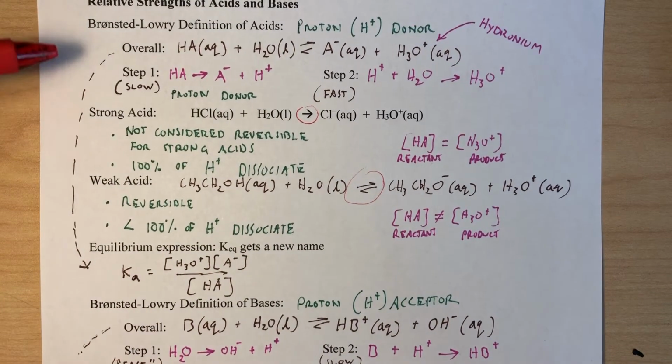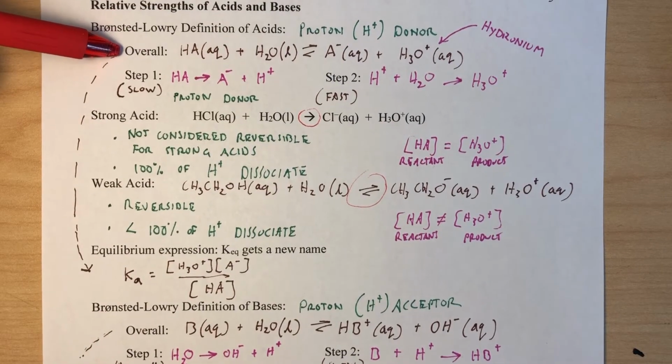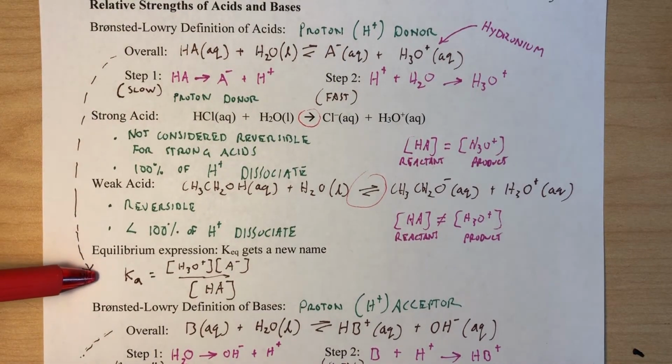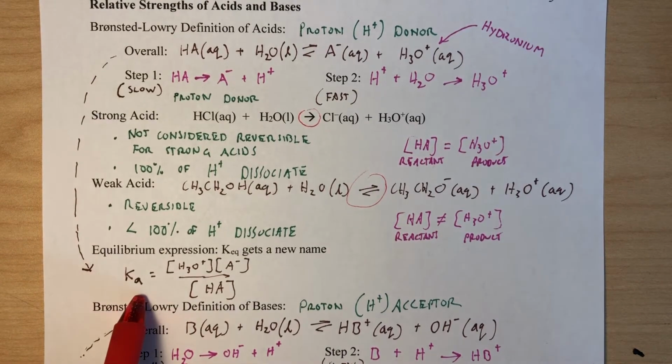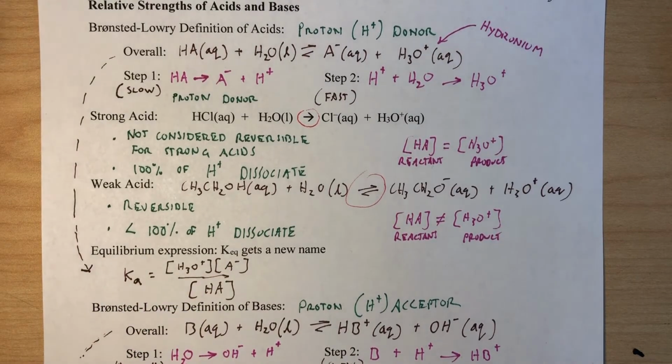Our overall reaction, seen up here: HA reacts with water to form A- and H3O+. We can write an equilibrium expression for that. Normally we would write Keq, but given that it is an acid equilibrium, we now write our Ka, a for acid. That's going to be equal to, again, our products over reactants, but this time it's the concentration of H3O+ multiplied by the concentration of the conjugate base A- divided by our acid HA.